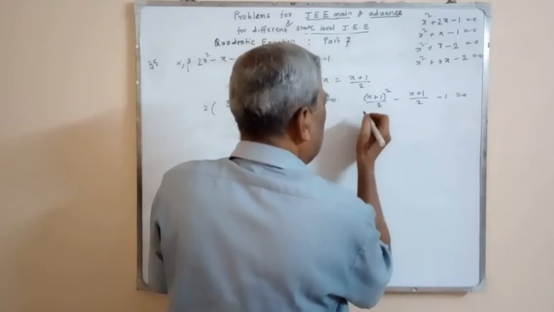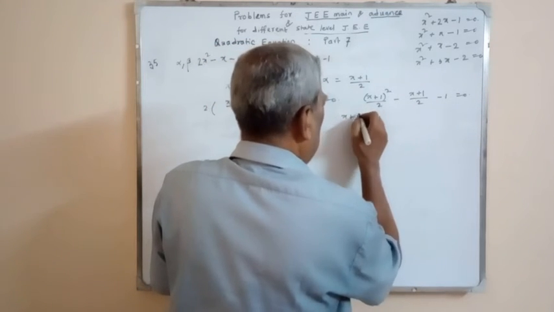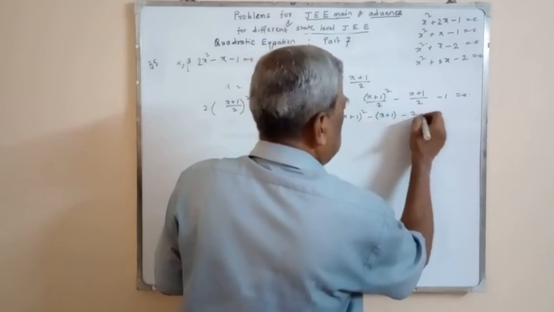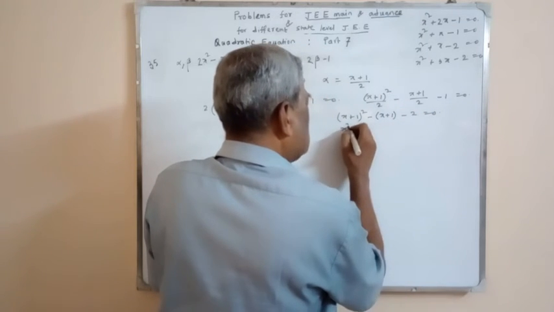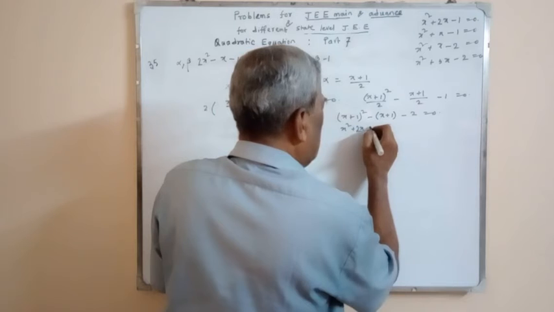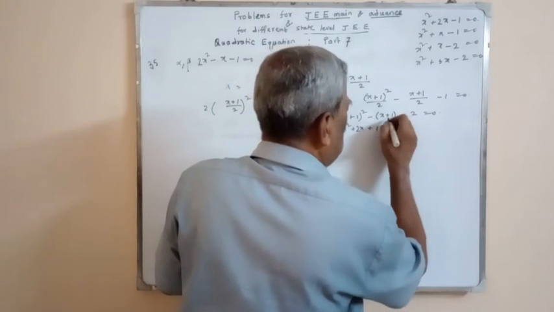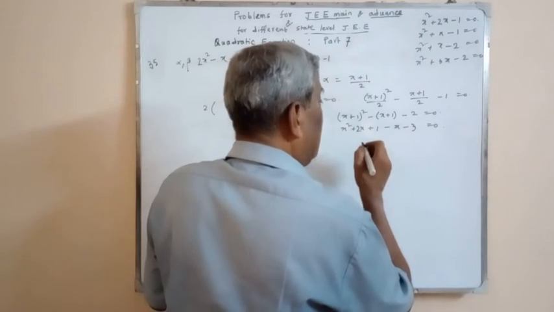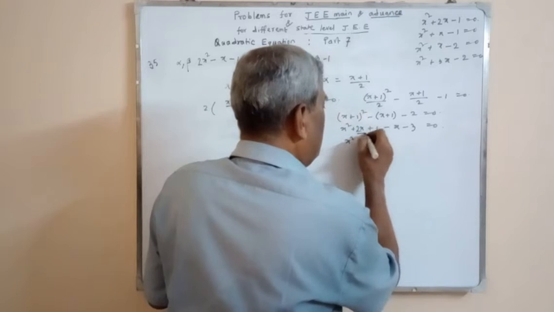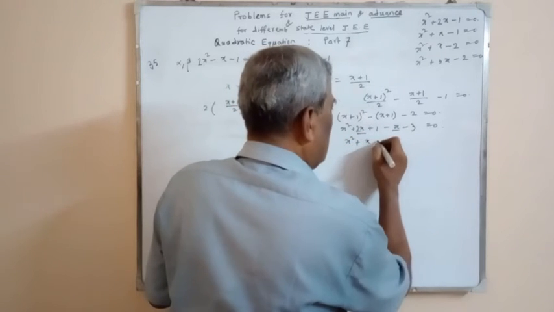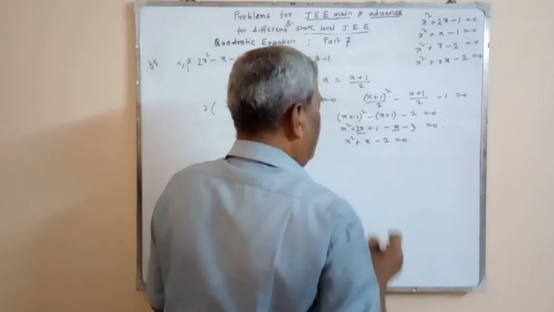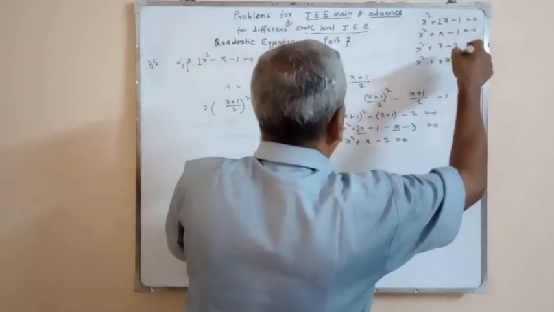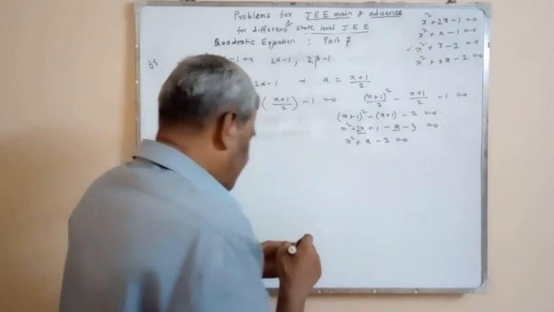Multiplying by 2, we have x plus 1 whole square minus x plus 1 minus 2 is equal to 0. That is x square plus 2x plus 1 minus x minus 1 minus 2 rather. That is, the equation becomes x square plus x minus 2 is equal to 0. x square plus x minus 2 is equal to 0. So option C is correct.